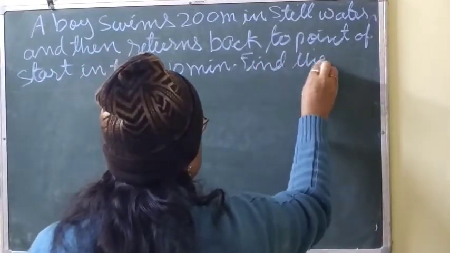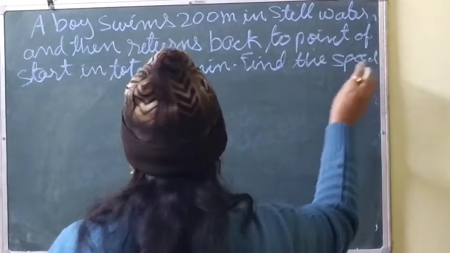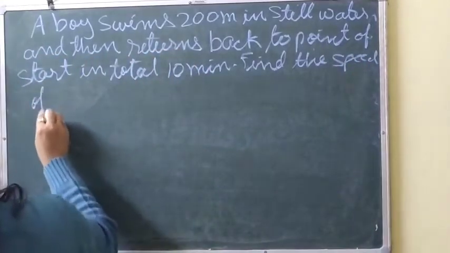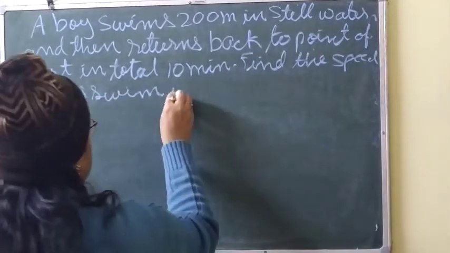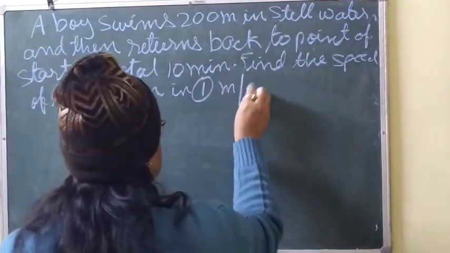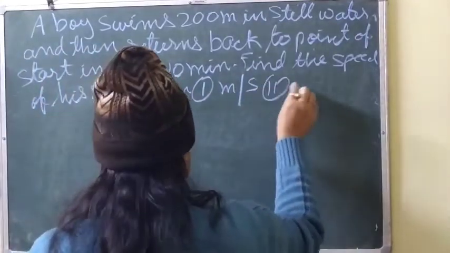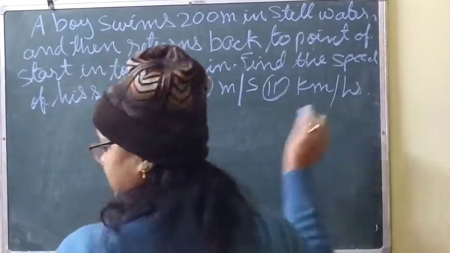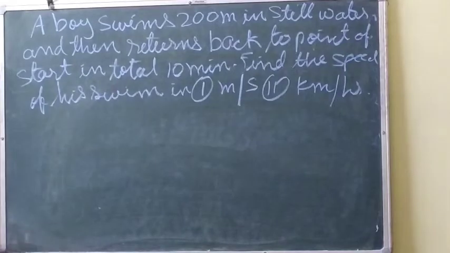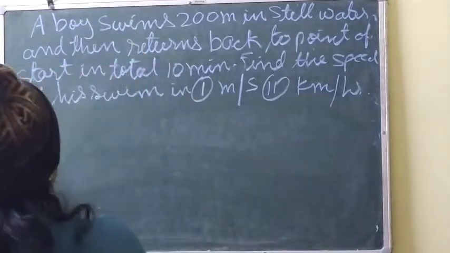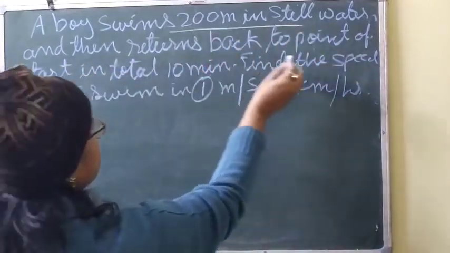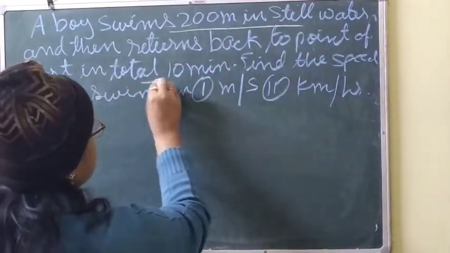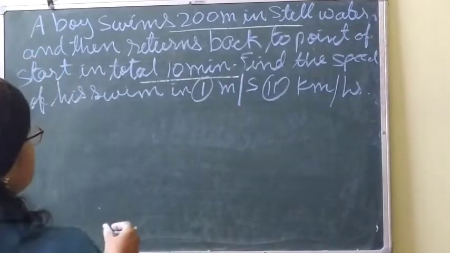Find the speed of his swim in number 1 meter per second and number 2 kilometer per hour. Clear? So, a boy swims 200 meter in still water and then returns back to the point of start in total 10 minutes. Find the speed of his swim in meter per second.